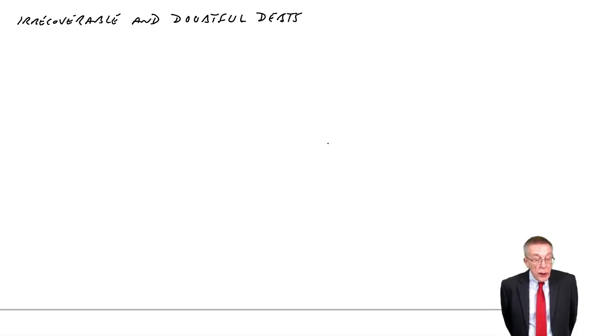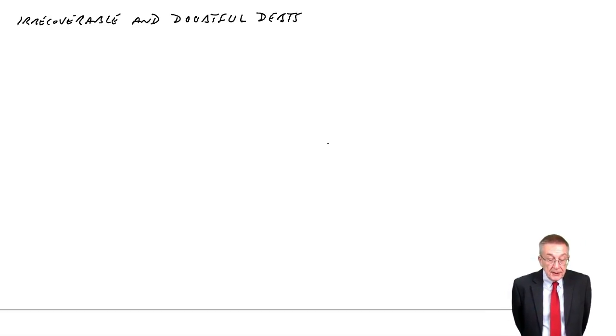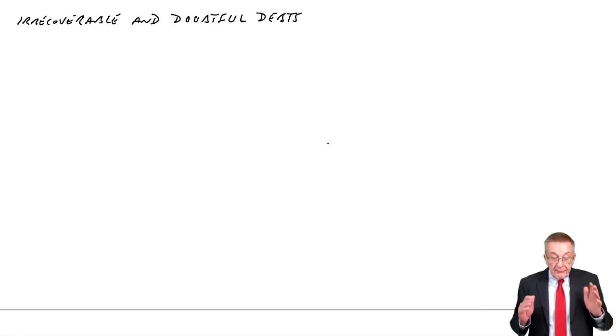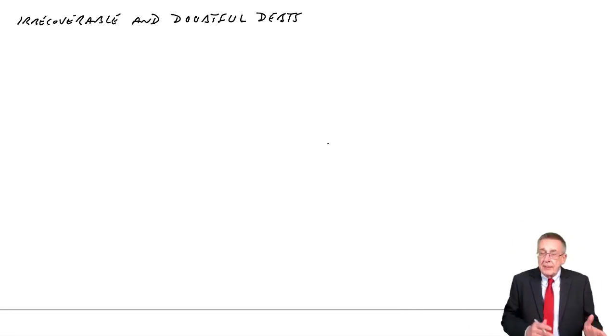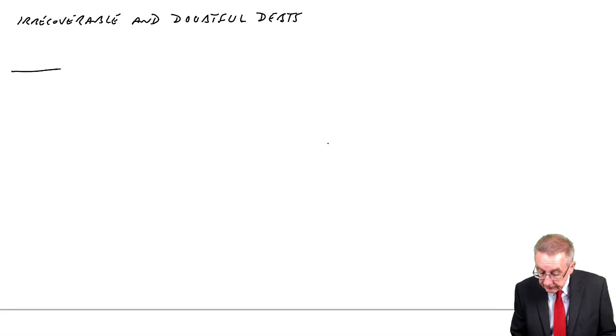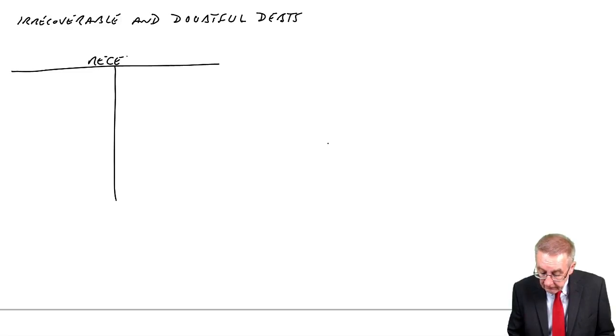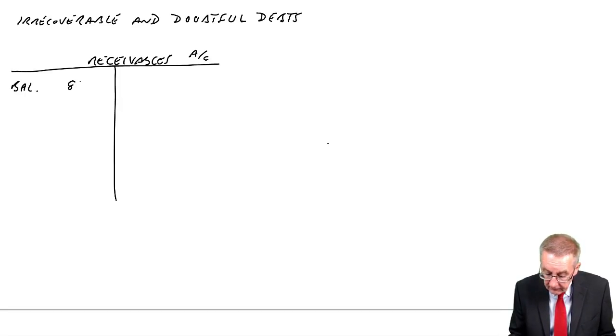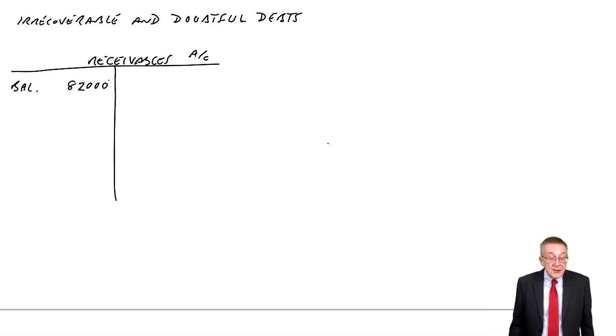So if you turn to it and have a quick look with me, Scylla started business on 1st of January 2000, and as at 31st December 2000, the balance in her receivables account was 82,000. So the bookkeeper has been dealing with all the sales on credit, debit receivables, credit sales. They've been dealing with all the cash received from customers, debit cash, credit receivables. And at the end of the year, when the accountant arrives, there's a balance of 82,000. And of course, receivables are an asset. It's a debit balance. And so that's how it appears when the accountant arrives.